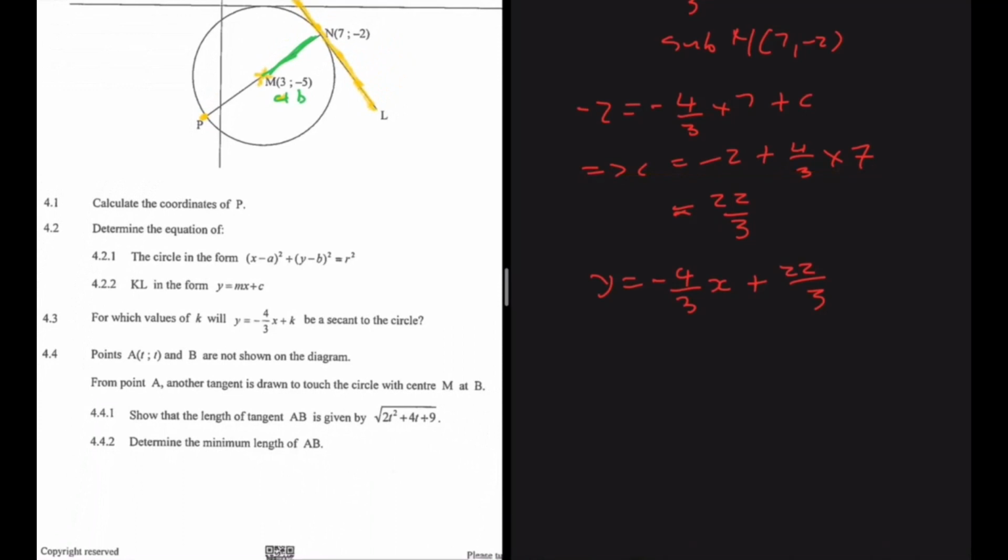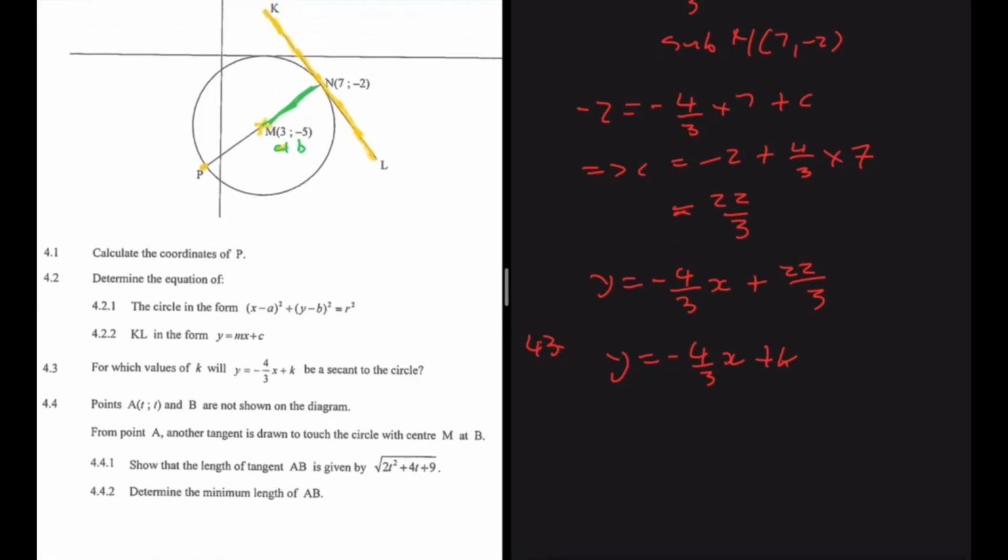And then the follow-up question 4.3. So 4.3 is asking for which values of k will y is equal to minus 4 divided by 3 x plus k be a secant to the circle. A tangent touches the circle once, and a secant goes through the circle. So this line here would be a secant, it's going through the circle. This line here would also be a secant. As long as the line is going through the circle, it's a secant, right?